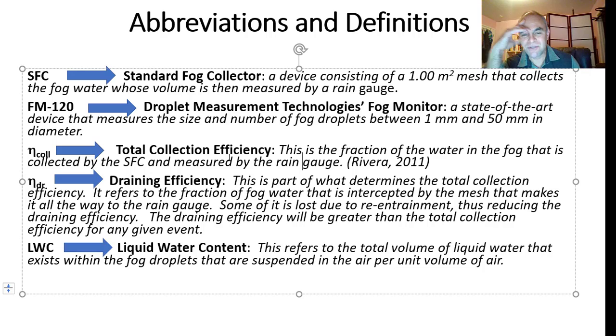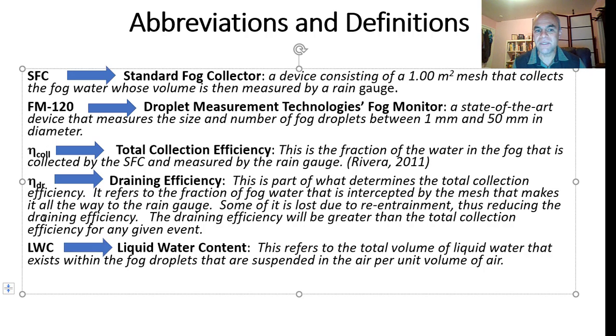And so there's different types of efficiencies we're looking at. One is how much of the water is actually intercepted by the fog collector. That's basically what this is. And the other one is called the drainage efficiency. Not all the water that's collected by the standard fog collector makes it to the rain gauge. Some of it blows off. The little droplets miss the rain gauge. They don't actually make it into the trough. And so the drainage efficiency tells us what percentage of the water is actually lost.